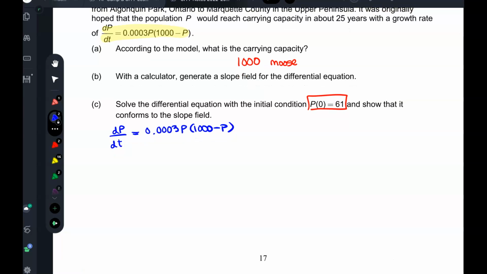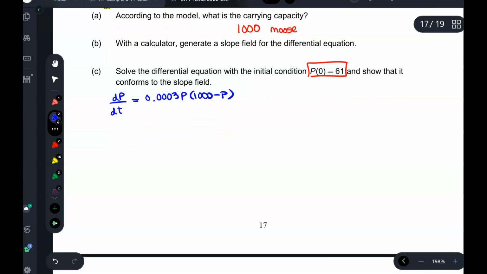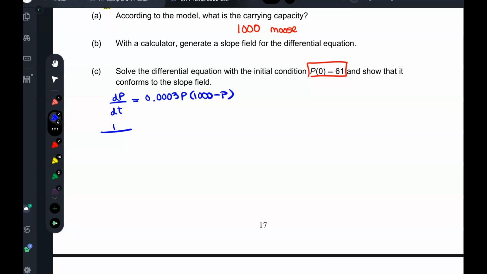So in other words, we have to solve for P. What's the first thing we do? We move the dt to the right side. What's the second thing we do? We move all the variables. Okay, so here's what I'm going to do. I'm going to leave that 0.0003 on the right side, and I'm going to do this.